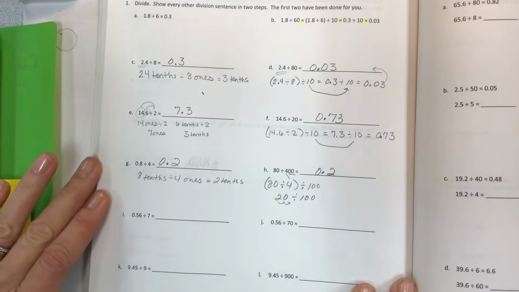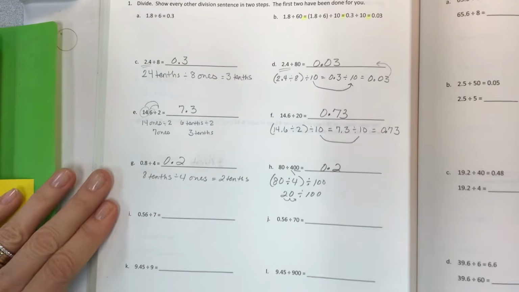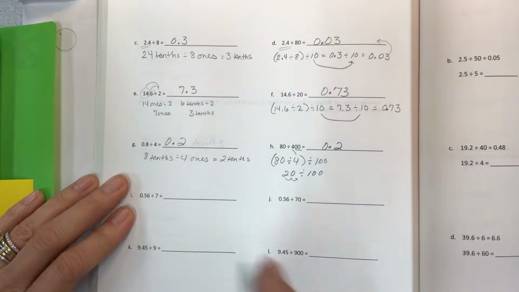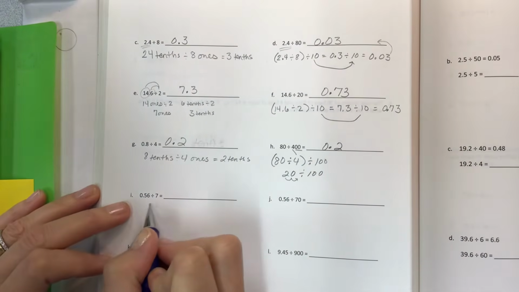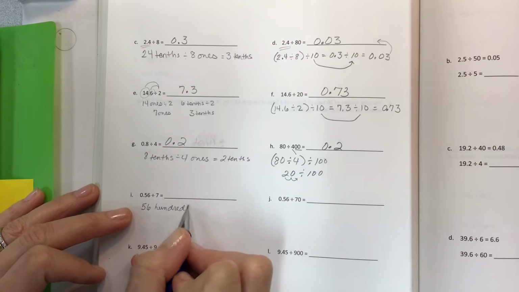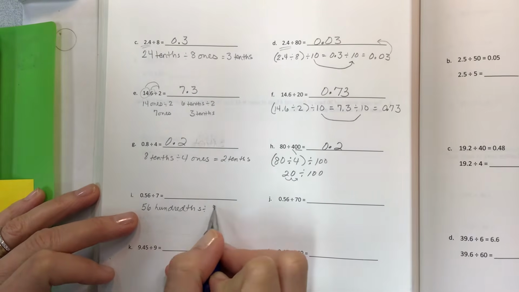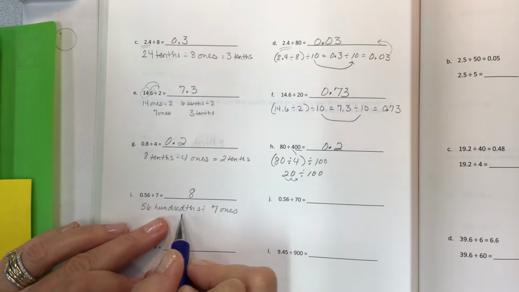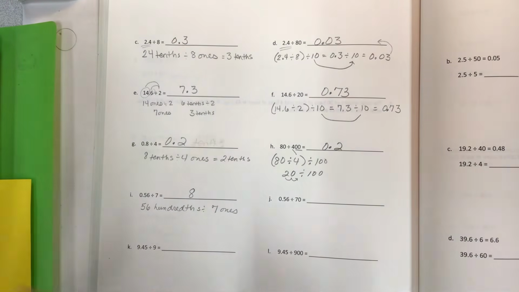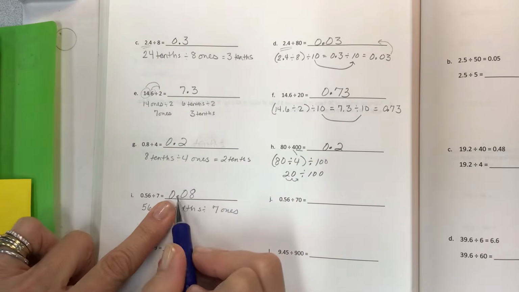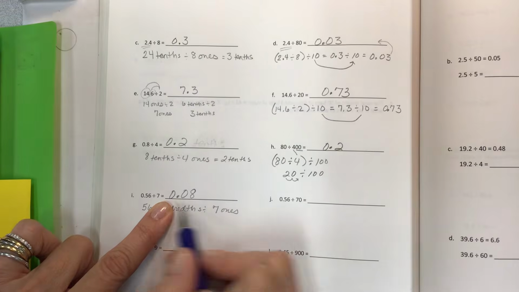Okay? So I know you guys probably don't get that, but anyway, at some point, someday, maybe you do. Maybe you're like, oh my gosh, I get this. It's totally easy. Okay, 56 hundredths divided by 7 ones. And here's your 8, but what value? It's going to be hundredths because hundredths divided by ones is hundredths. And just standardize it, put the 0 in the ones place.